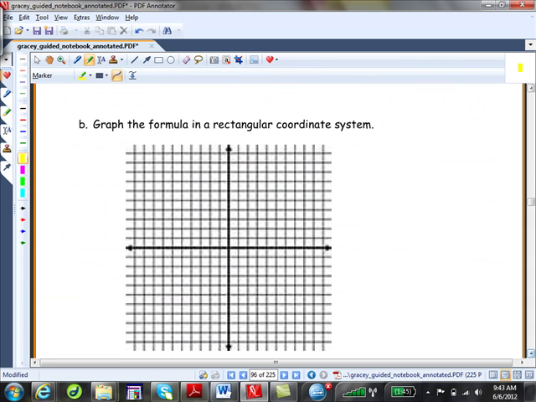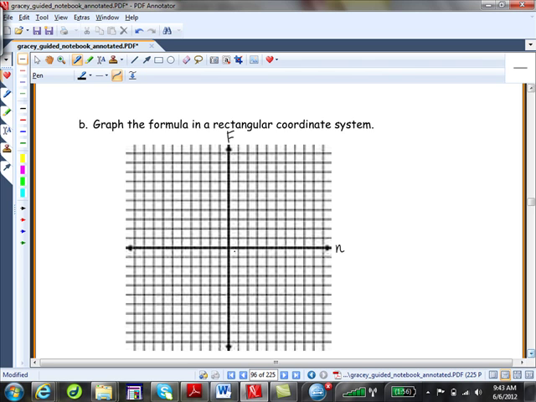And then it said to graph the formula in a rectangular coordinate system. So we have to figure out what our axes should be. We've got these ordered pairs. The lowest x value is 0, and it goes all the way to 40. So I'm thinking each tick mark will be worth 5. Actually, we're not dealing with x this time. Our horizontal axis is n, and our vertical axis is f.